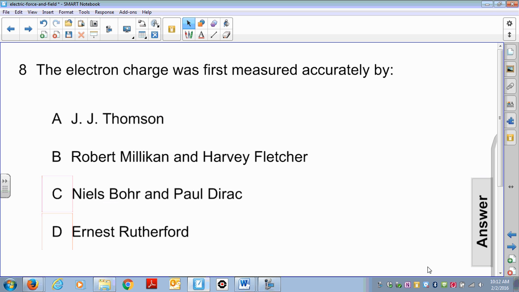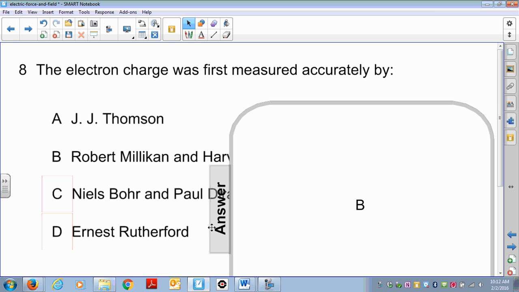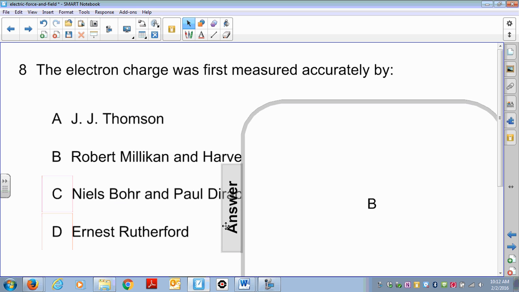The electron charge was first measured accurately by A. J.J. Thomson, B. Robert Millikan and Harvey Fletcher, C. Niels Bohr and Paul Dirac, D. Ernest Rutherford. Go ahead and select your answer now. Okay, did you choose B? Because that is the correct answer.